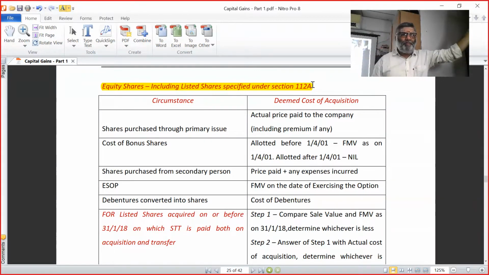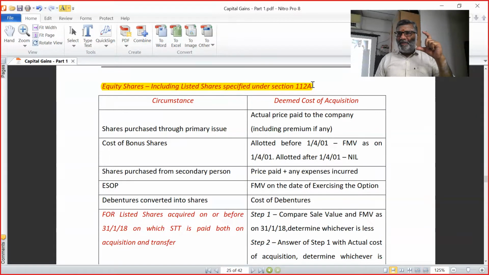But then from financial year 1819, till 1718 not taxable. From financial year 1819, it became taxable at a concessional rate. LTCG at a concessional rate.